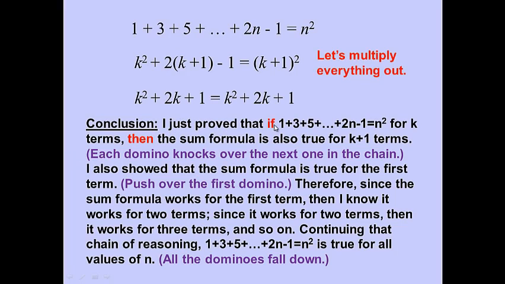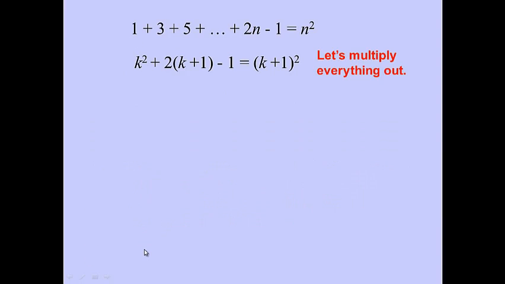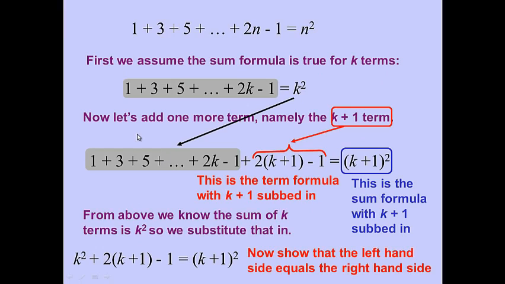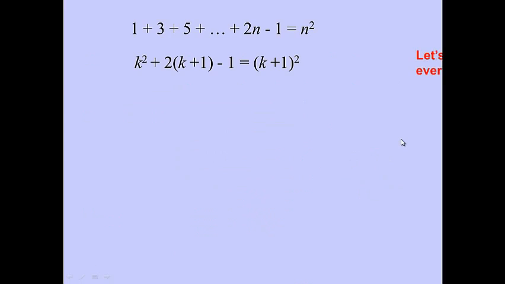Conclusion. I just proved that if 1 plus 3 plus 5 plus 2n minus 1 equals n squared for k terms, then the sum formula is also true for k plus 1 terms. So I said if that previous statement is true, and I'm going to go back to my previous page here, if this statement I made here is actually true, then when I add one more term to it, it's still true. So I just proved an if-then statement.